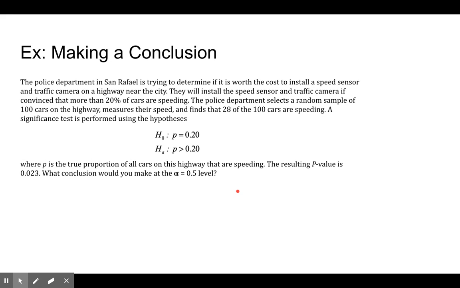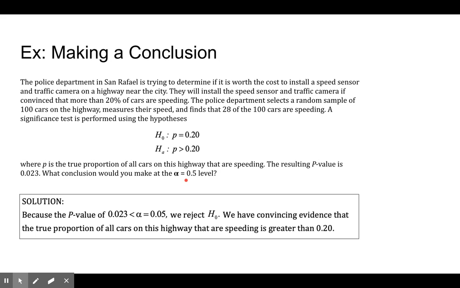So what conclusion would you make at the alpha equals 0.05 level? Because the p-value of 0.023 is less than alpha equals 0.05, we reject H naught. We have convincing evidence that the true proportion of all cars on this highway that are speeding is greater than 0.2, or 20%.